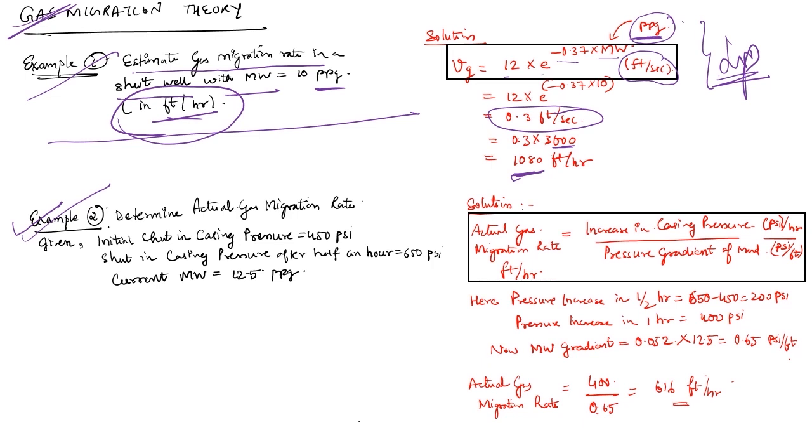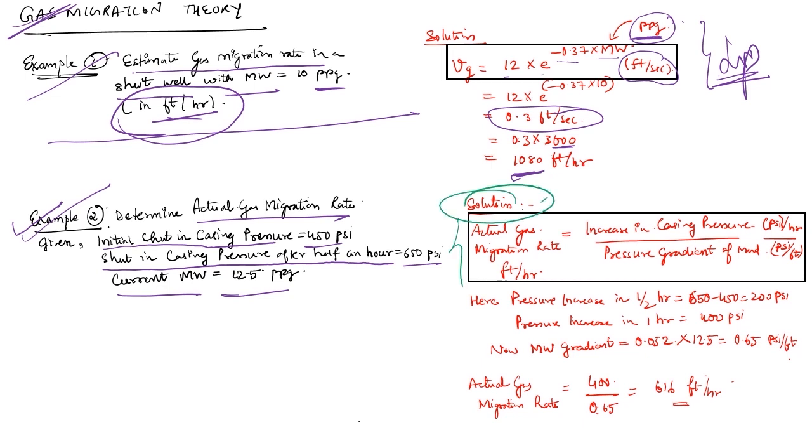Now let's look at example 2 of gas migration theory. In this example, I need to determine my actual gas migration rate. It is given that my initial shut-in casing pressure is 450 psi, shut-in casing pressure after half an hour is 650 psi, and current mud weight is 12.5 pound per gallon. Now let's look at the solution.